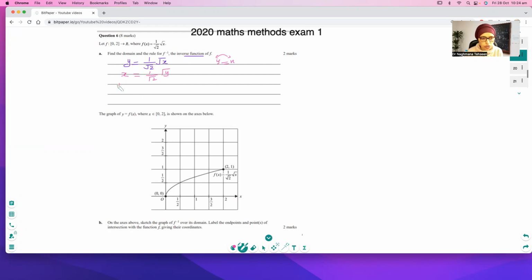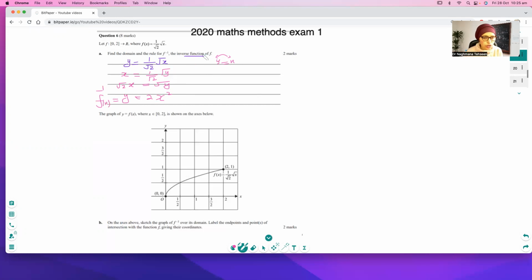So take the root 2 to the other side of the equation, we get root y, and then squaring would give us y is equal to 2x squared. And this y is the same as saying f inverse of x. So that is the rule, the inverse function we got.